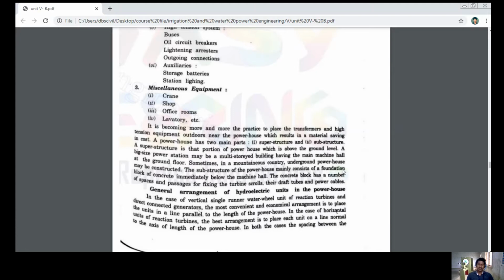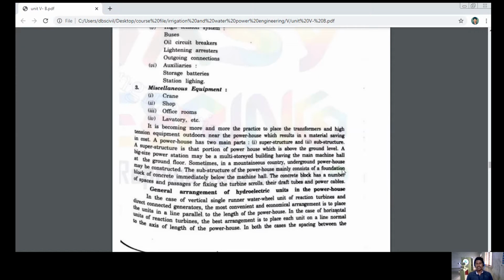What they are trying to say is that in a powerhouse also there are two types of structures, namely substructure and superstructure. As civil engineers, we all know that the substructure comprises the foundation. A substructure is the part of the structure that comes below the ground level, and the superstructure is that which rises above the ground level.